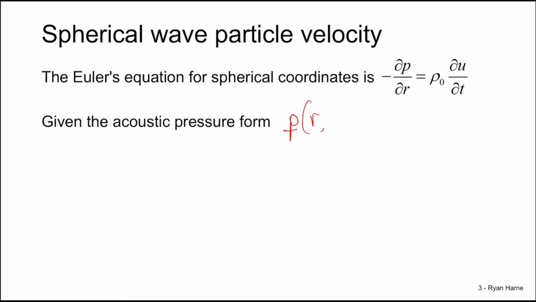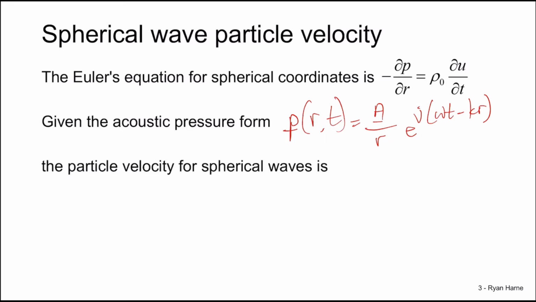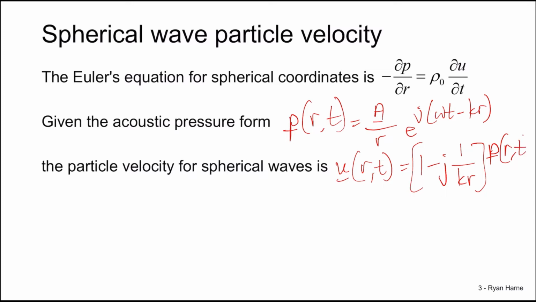Now, given that our acoustic pressure form is written as we found it on the prior slide, complex pressure p, a function of r and t, is equal to complex amplitude A on r, and then multiplied by e to the j(omega t minus kr). The particle velocity we find for spherical waves, applying this to Euler's equation, is given to be complex u as a function of r and t is firstly multiplied by quantity 1 minus j on 1 on kr, where k is our wave number, and this quantity in brackets is multiplied by the harmonic acoustic pressure p of r and t divided by rho naught c.